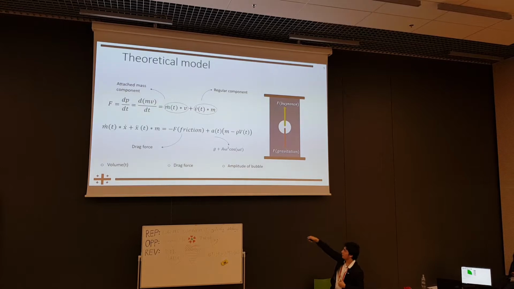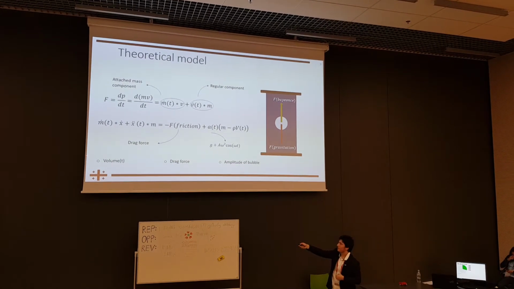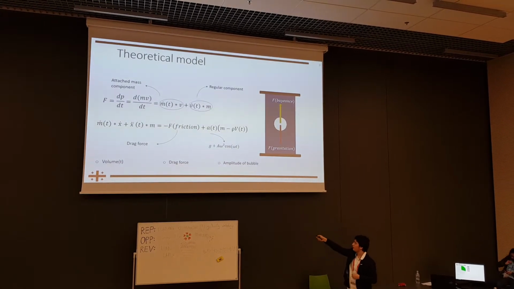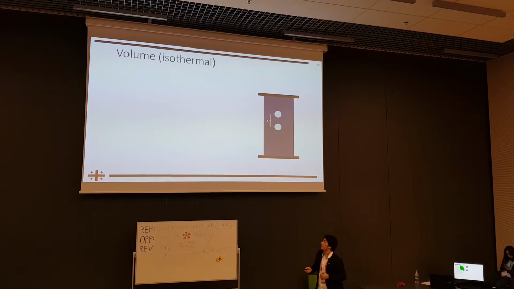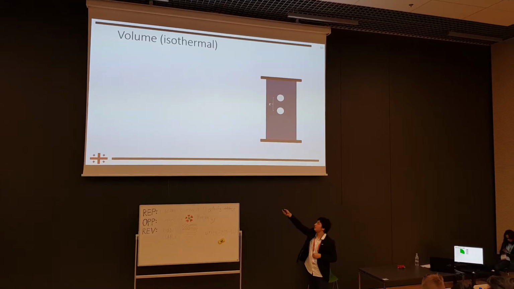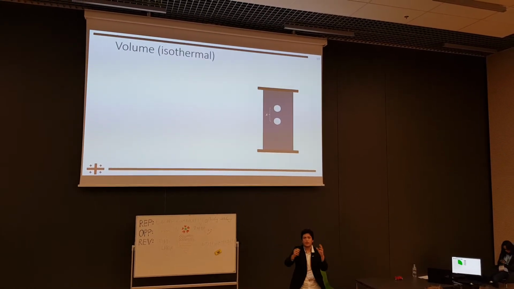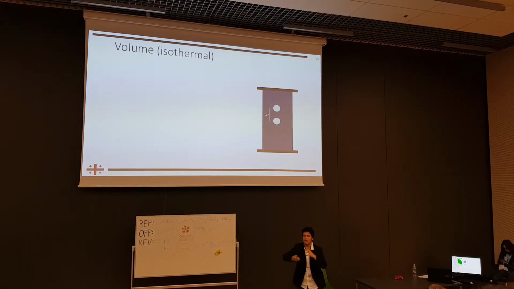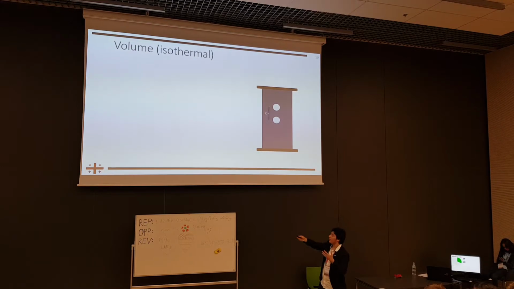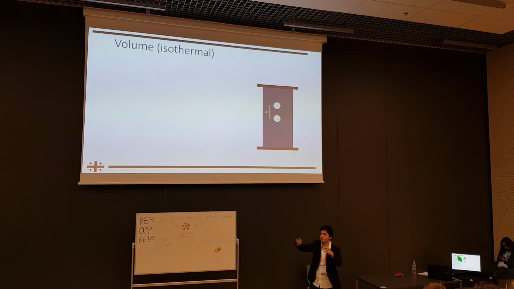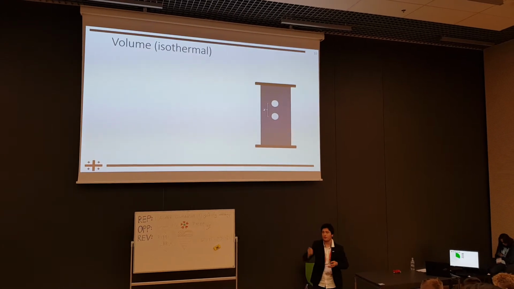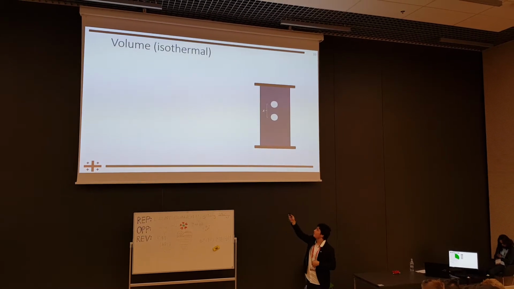But to solve this equation, at first we have to investigate the volume dependence on time, the drag force, and the amplitude of bubble oscillation. So let's move on with the volume dependence on time. The only assumption is that the motion could be isothermal, because we think the heat flow from the air, the gas, to the water is quite high. Because of its property ratios, for example, the volume of the bubble is much smaller than the container, we think this motion could be isothermal.